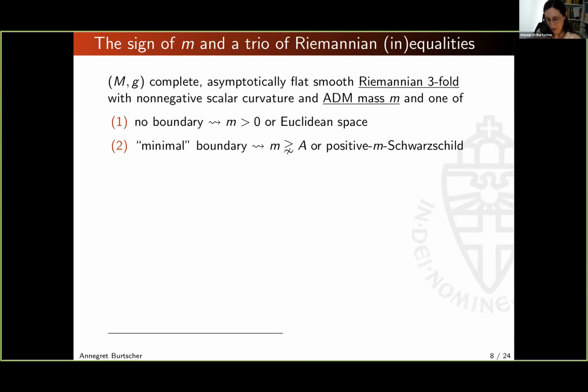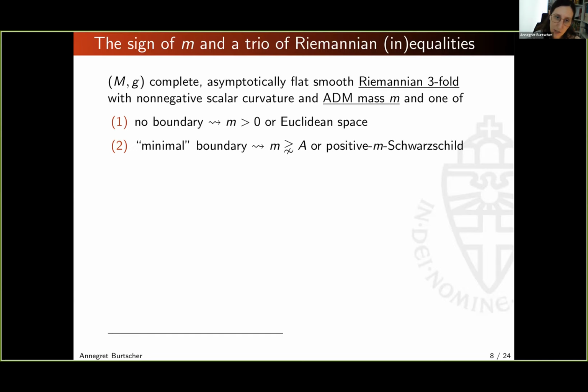And so, to understand the meaning of the mass, I'll give here some well-known Riemannian results. For Riemannian three-manifolds with non-negative scalar curvature and ADM mass m, the relation of the mass to certain geometric equalities and inequalities. Number one here is the positive mass theorem, which essentially says that if this manifold has no boundary, then either the mass is positive, or if it's zero, it's isometric to Euclidean space. The second one is the Riemannian Penrose inequality, which says that if we have a compact boundary which is an outer minimizing minimal surface with total area A, then the mass is greater than or equal to a constant related to this area. And if it's an equality, then it's exactly the positive mass Schwarzschild solution with this particular mass, the exterior part of it.